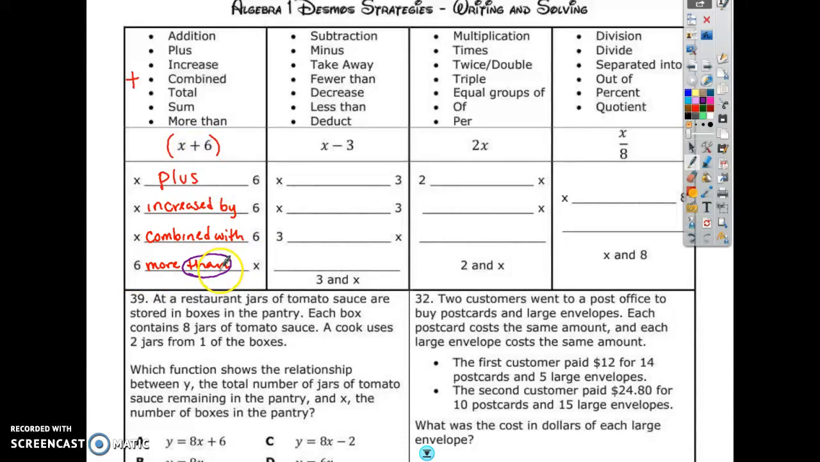Estas son todas las formas que puedes escribir x más 6. Y la última, where it says more than, tienes que voltear la x y la 6.